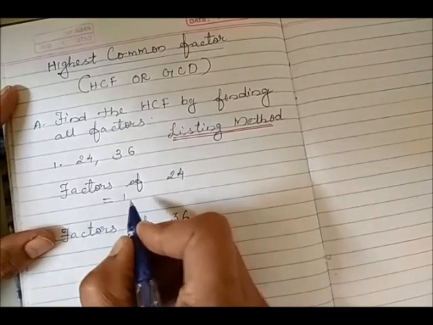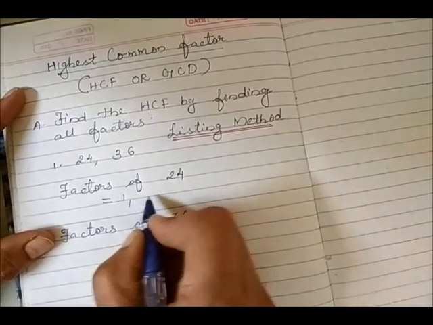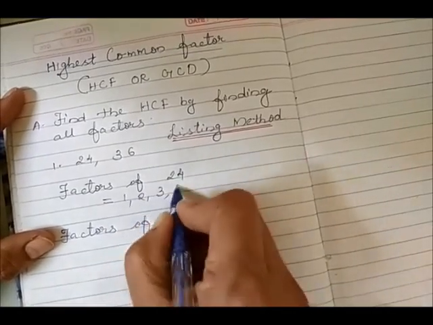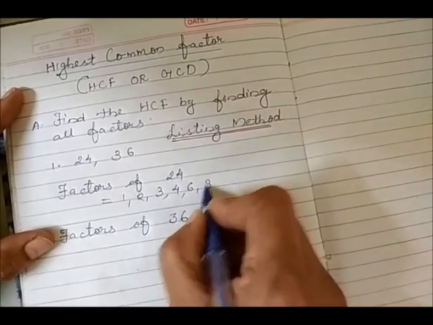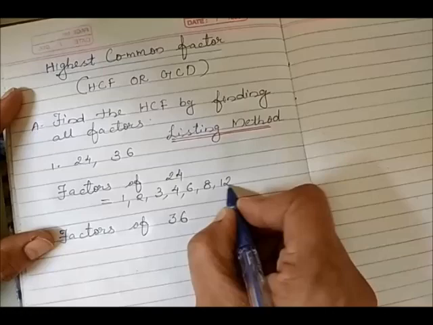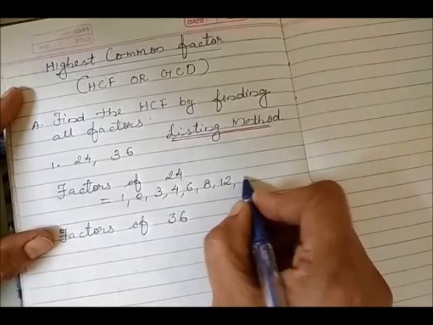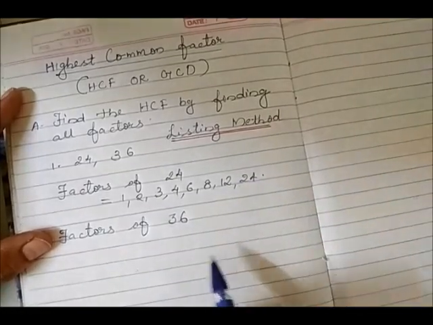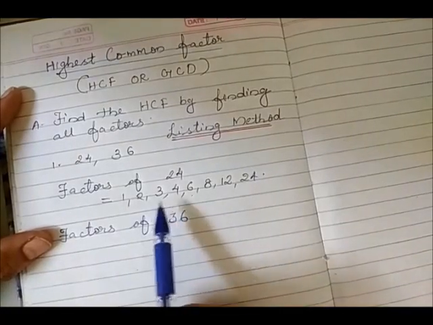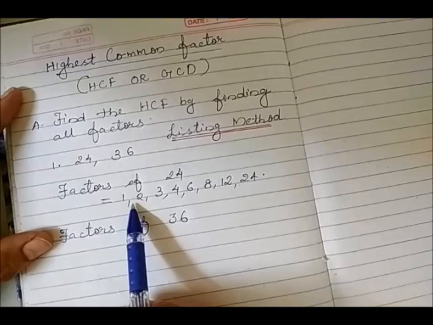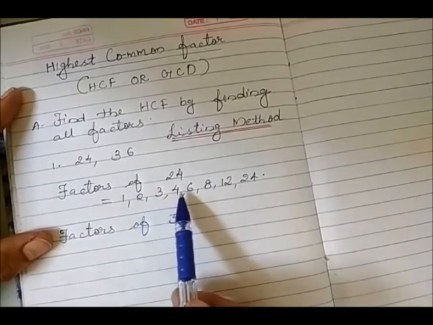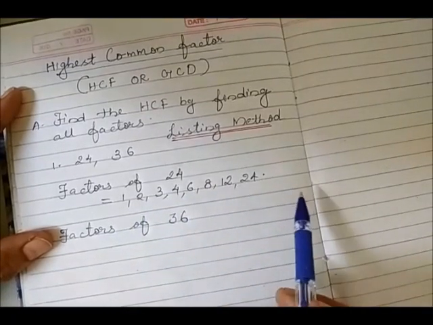First one 1, then 2, then 3, 4, then 6 is also a factor, 8 is also a factor, 12 is also a factor of 24, and 24. Okay, these are the factors of 24. We have already learned how to find this in the last video. That is, factors of 24 are 1, 2, 3, 4, 6, 8, 12 and 24.